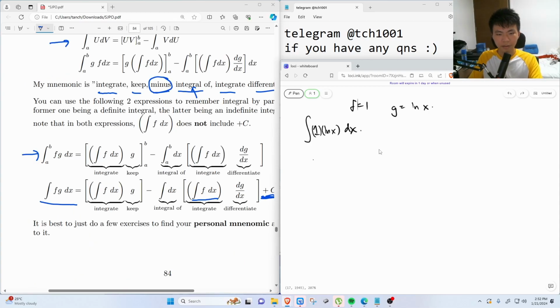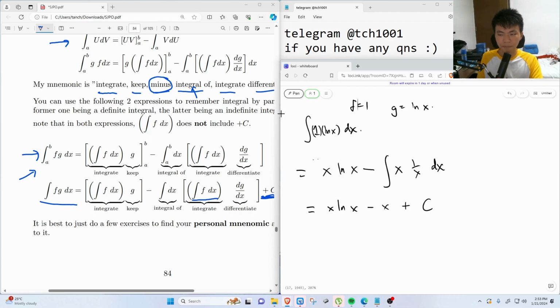So applying my personal mnemonic over here to this example, the integral of a product of two functions, 1 times ln of x, is integrate 1, which is just x, keep g, which is just ln x, minus integral of integrate 1 once again, which is x, and differentiate ln x, which is 1 over x, and then integrate this with respect to dx. This is then x ln x minus integral of 1, which is x, and we have a plus c, where c is an arbitrary constant. So 1 is the function that I integrated, and ln x is the function that I keep and I differentiate.